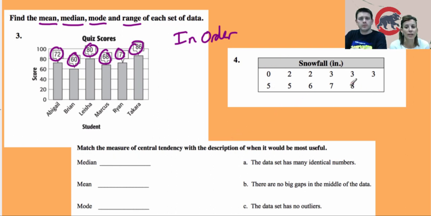The range is simple. Just go ahead and find all of your data points, and then there's a little vocabulary check before you come into class.